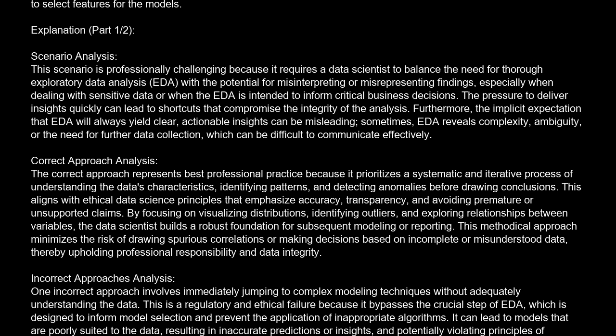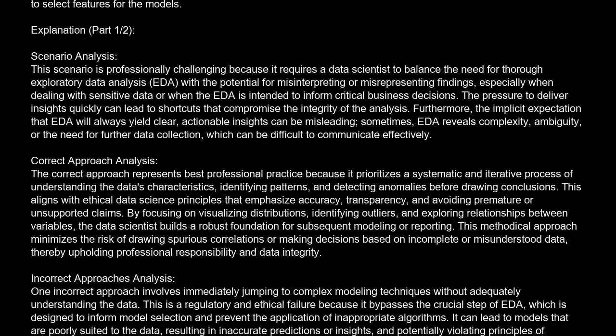This scenario is professionally challenging because it requires a data scientist to balance the need for thorough exploratory data analysis, EDA, with the potential for misinterpreting or misrepresenting findings, especially when dealing with sensitive data or when the EDA is intended to inform critical business decisions.